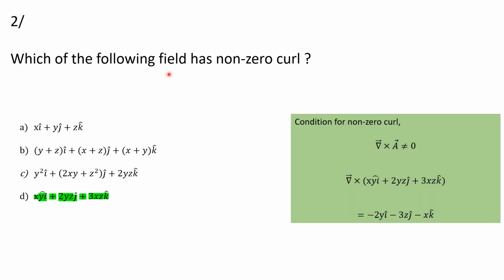Then, which of the following fields has non-zero curl? And here are the options. The condition for non-zero curl is that del cross A shouldn't be 0. When we check all these options, we can get that option D, which is del cross (xy i cap plus 2yz j cap plus 3xz k cap), will be equal to minus 2y i cap minus 3z j cap minus x k cap, which is not equal to 0. So option D is the correct answer, that is the non-zero curl.